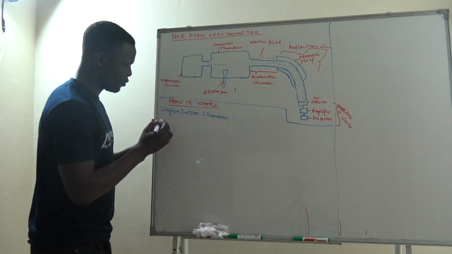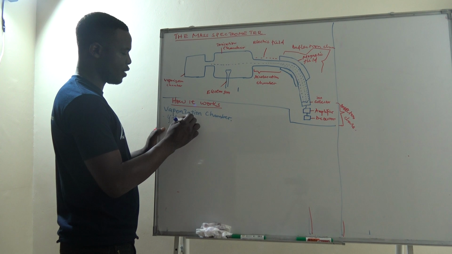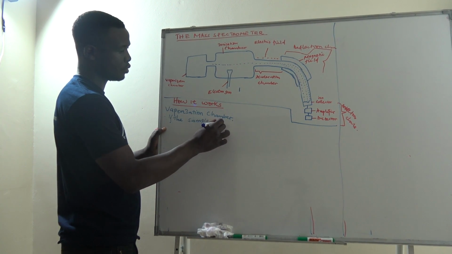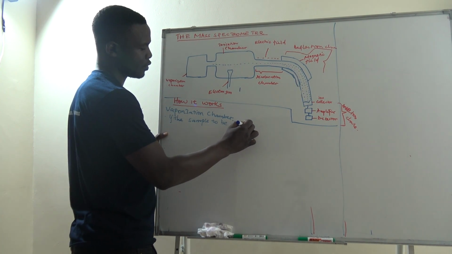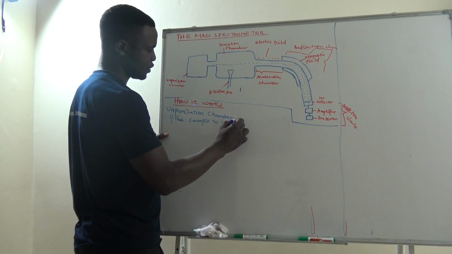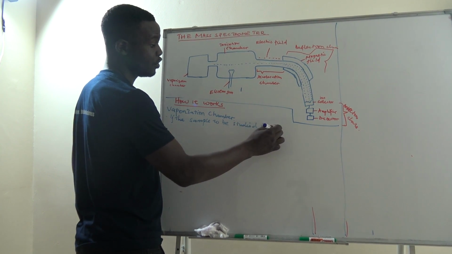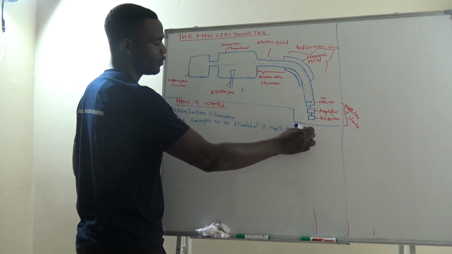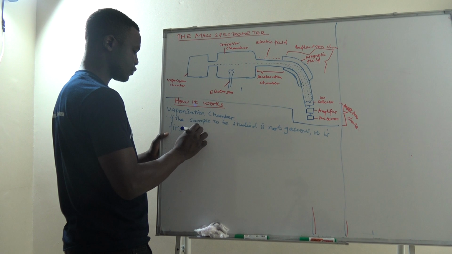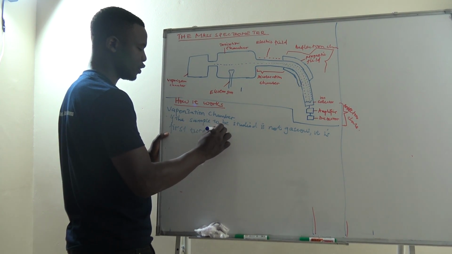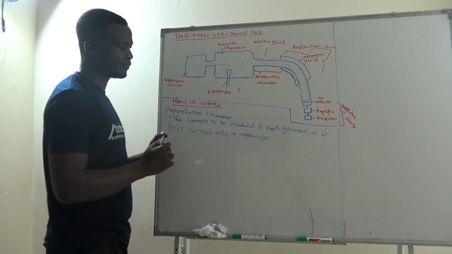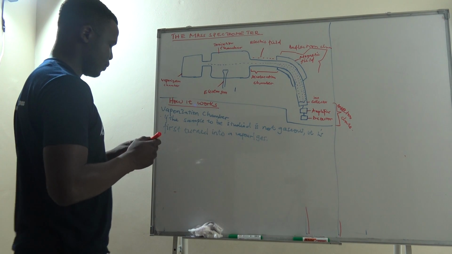So in the vaporization chamber, if the sample to be analyzed, or the sample to be studied, is not gaseous, it is first turned into a vapor or gas. That is what happens in the vaporization chamber.